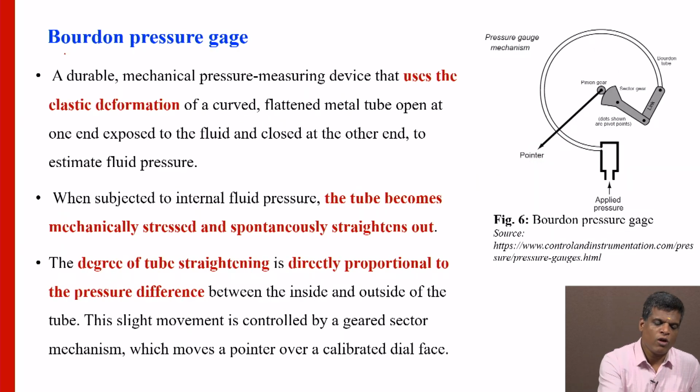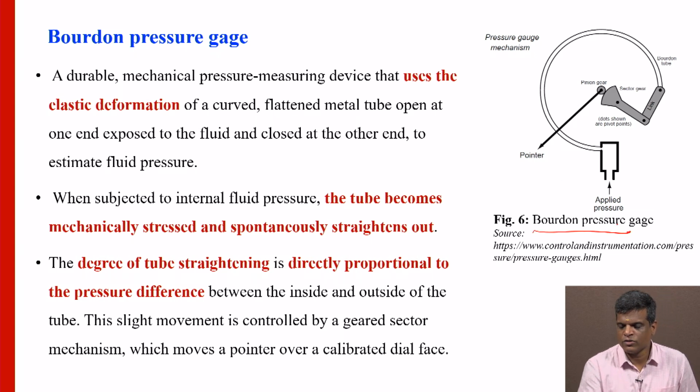Another one is the Bourdon pressure gauge. You can see the figure here. One part is the applied pressure, and then there is a pointer, and the tube contains the Bourdon tube. We always say the Bourdon tube here. This is the Bourdon tube.